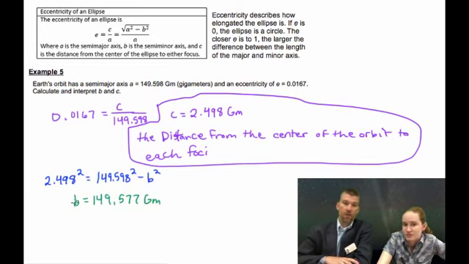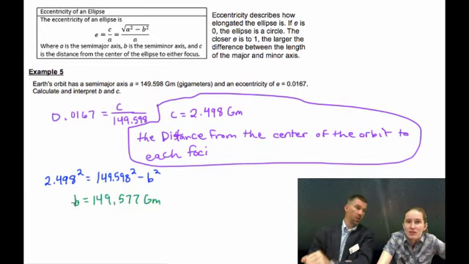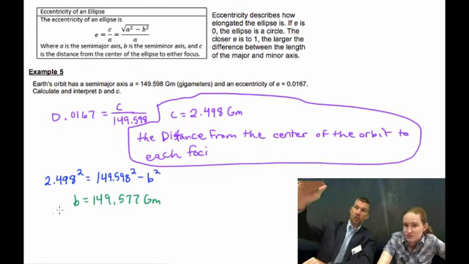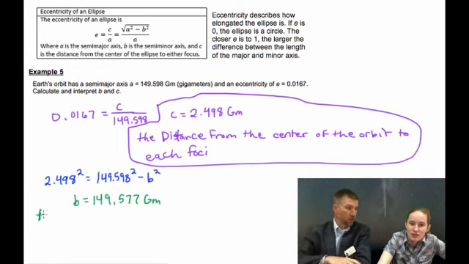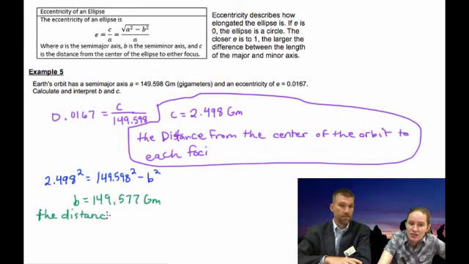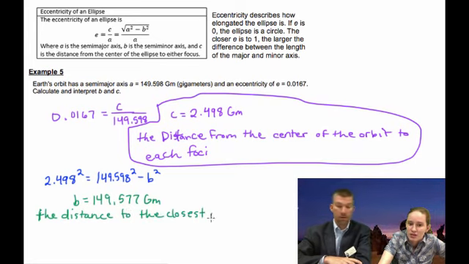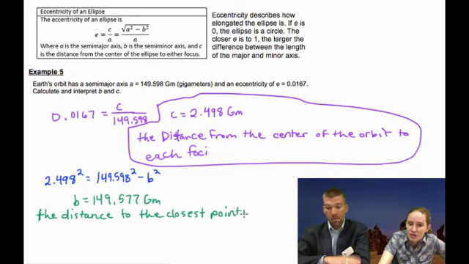And so what is B telling us? B is how far from the center of the orbit we go to get to that edge, the upper or lower edge. Isn't it the distance to the closest point in the orbit? That's probably a good thing to say, yeah. I like how you said that.